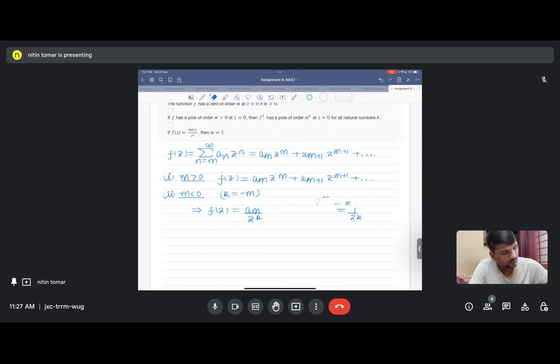But sir, the a_m will also change, right? a_m upon z raised to k. So yes, if you want we can write a_m as some b_k. Okay, because b_k is nothing but a_m, right? I mean, the confusion might be because we are playing with m and k, nothing else.